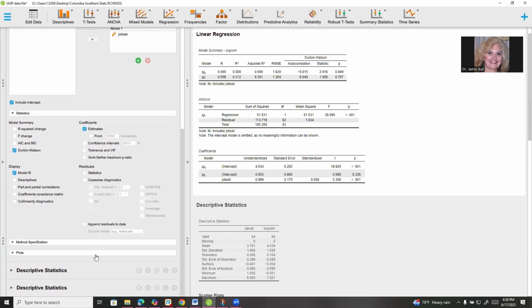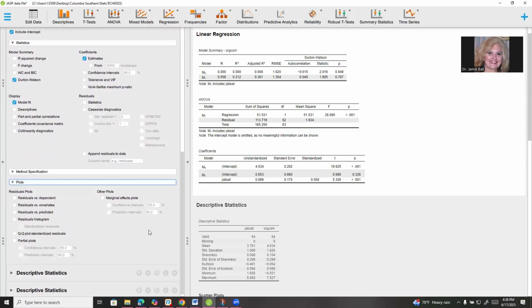And now I'm going to go to plots, and I'm going to collect residuals versus predicted. And I'm going to select residuals histogram for the assumption after that, right?